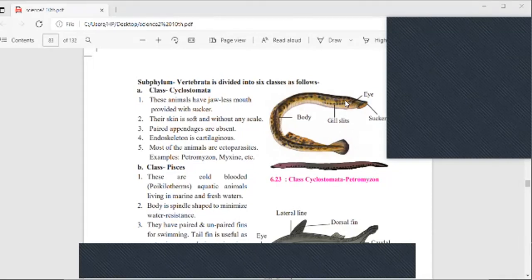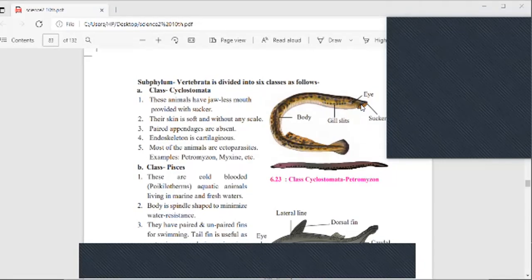Aquatic animals: marine animals, freshwater animals or dwellers. Gill slits are there in their body. We can see here gills are there. These are called apertures, or the holes through which gas exchange takes place. So it is all about the first class under the subphylum Vertebrata, called Cyclostomata. Why is the name given Cyclostomata? Because of this ring-like mouth. Animals are jawless. Jawless means upper jaw and lower jaw absent.